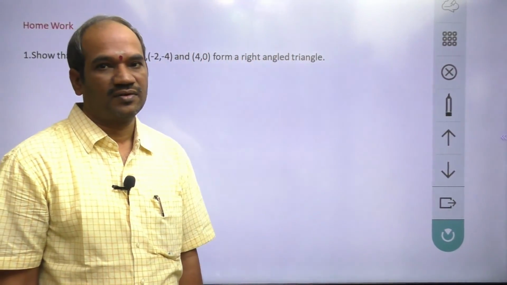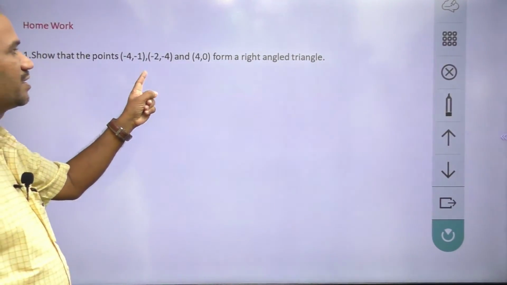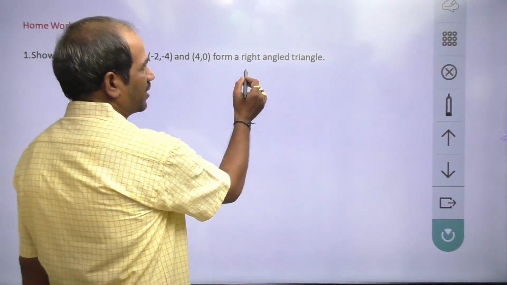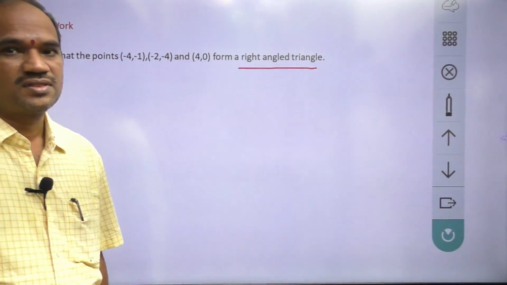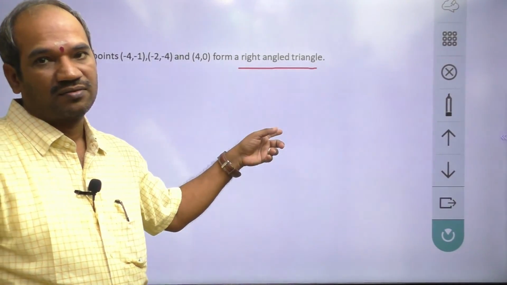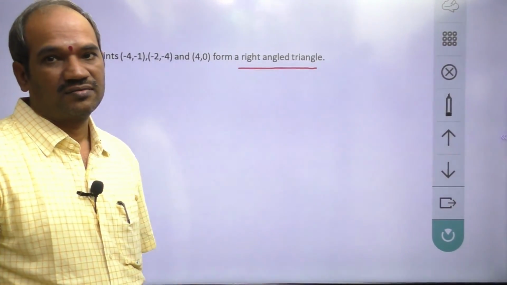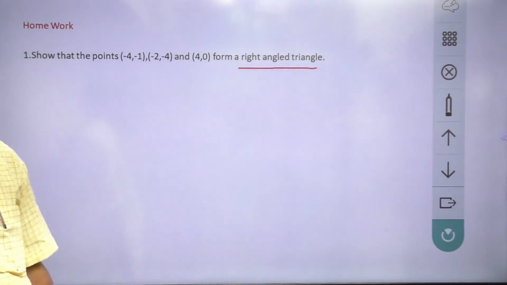Today's homework question: show that the points form a right angle triangle. Write this question first in your rough notes and solve this problem today. Send the answer on WhatsApp and I will check it.